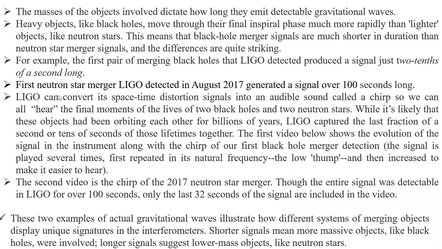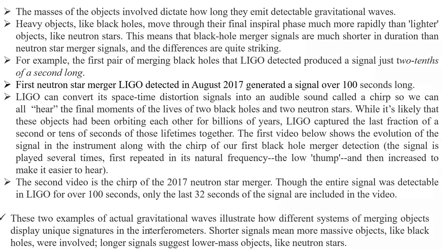This is only for comparison. For example, the first pair of merging black holes detected by LIGO produced a signal about 0.2 seconds long. The first neutron star merger LIGO detected, in August 2017, generated a signal over 100 seconds long. This is the experiment I showed, the bump.